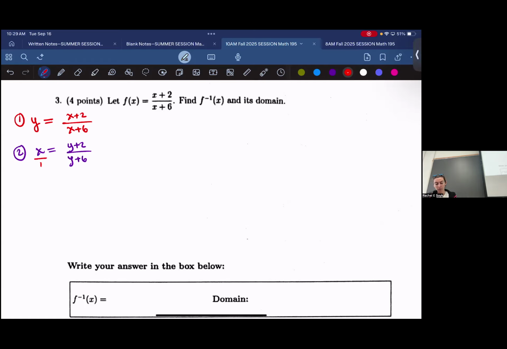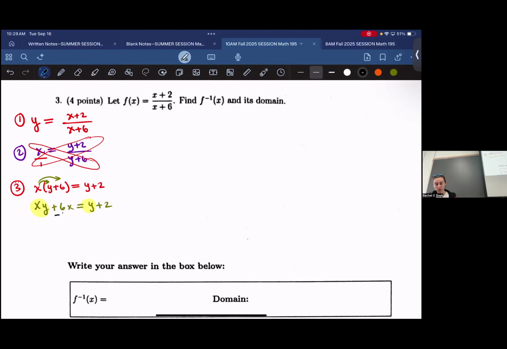Third step, we want to isolate our new y. So I'm going to go ahead and cross multiply. So we have x times y plus 6 equals y plus 2. Utilize some distributive property: xy plus 6x equals y plus 2. Again, our objective is to get y all alone.